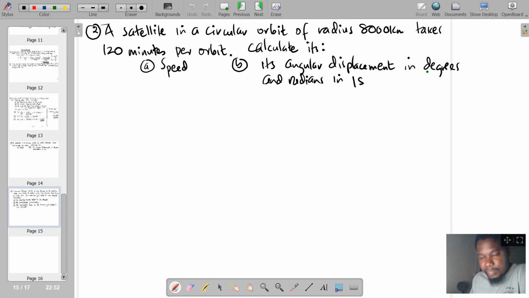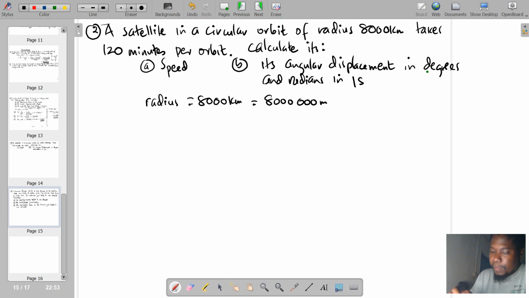It says a satellite in a circular orbit of radius 8,000 kilometers takes 120 minutes per orbit. Calculate its speed, and then we should calculate its angular displacement in 1 second. What you notice first of all is the information that you're being given. The first thing is that we have the radius, which is 8,000 kilometers. If we convert this to meters, it's 8 million meters.